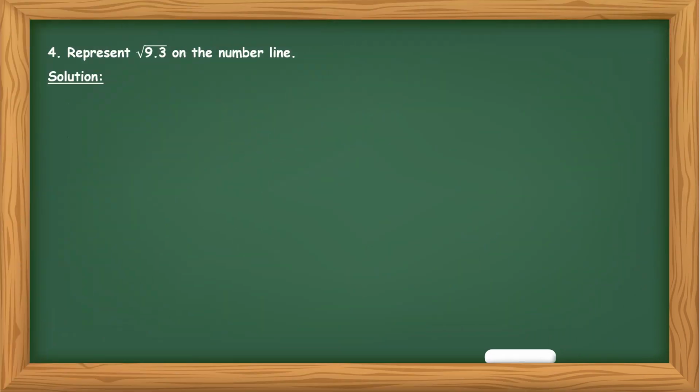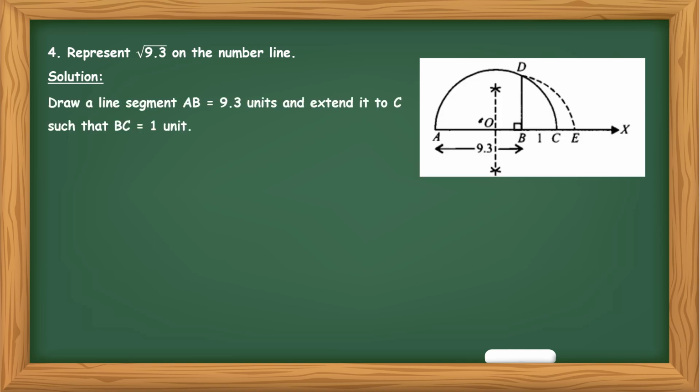The fourth question given to you is: represent root 9.3 on the number line. So you will have to represent the number root 9.3 on a number line. First draw a line segment AB of measure 9.3 units and then extend it to C such that BC is 1 unit. So now find the midpoint of AC and mark it as O.